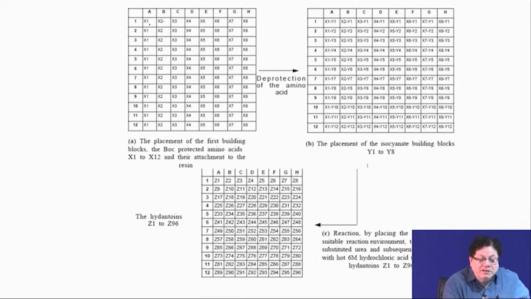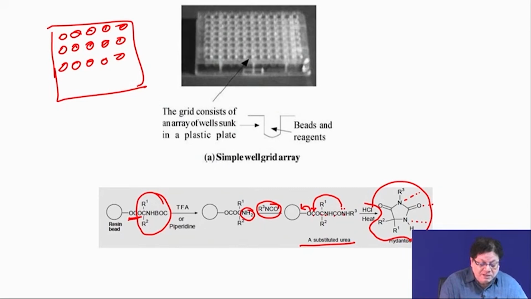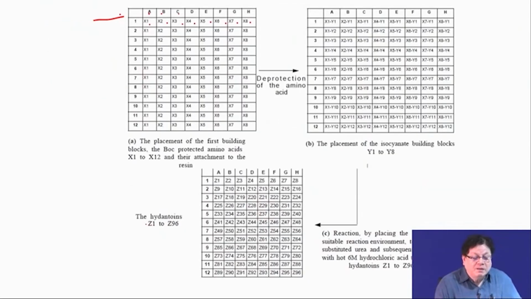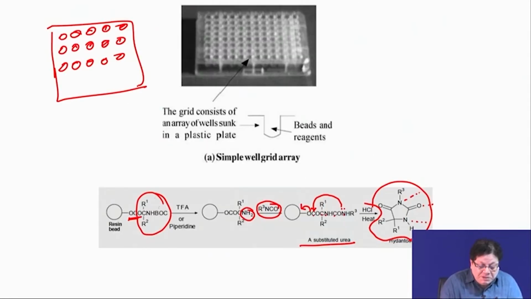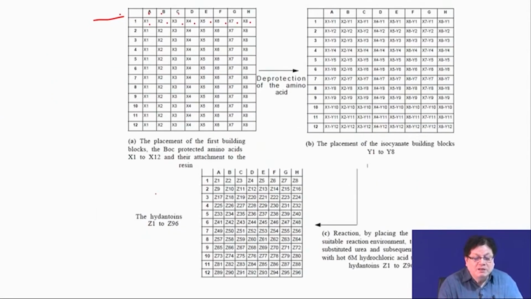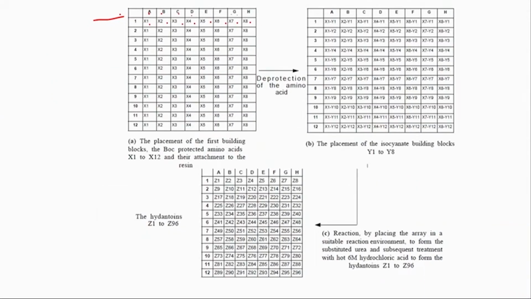See, these are my wells, all these grooves. Okay. So, I say that this is A, B, C, D, E, F, G, H on this row, and on the column I say 1, 2, 3, 4 up to 12. So, what do I do? I add the first component. The first component is this bead with the NH-Boc. Okay. So, I add the bead with 8 different amino acids. So, I add X1, X2, X3, X4, X5, X6, X7, X8.